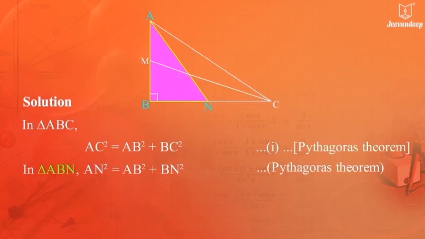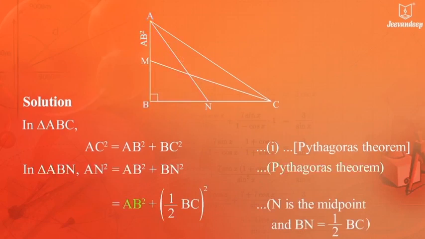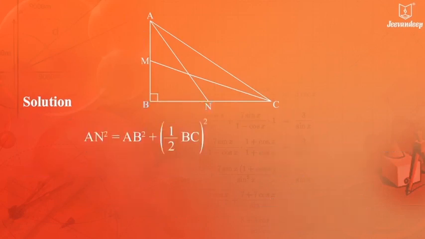In triangle ABN, AN square equals AB square plus BN square according to Pythagoras Theorem, or AB square plus half BC whole square, as N is the midpoint and BN equals half BC, or AN square equals AB square plus 1/4 BC square.